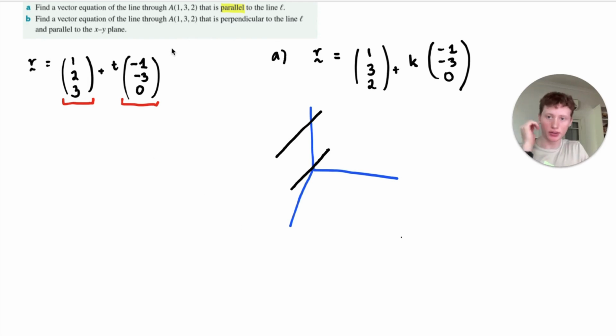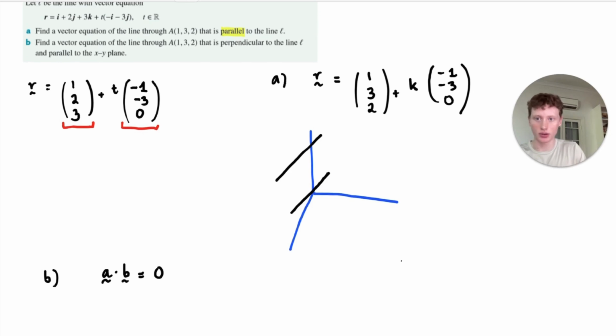All right, the nuance for part B comes from the property that if we find the scalar product, or the dot product, of two vectors that are perpendicular, that will equal 0. We can use this property here. The actual point of intersection is still given to us as A. But what's different is we now need to find something that's perpendicular to line L. We'll just start with that. We can tackle what parallel to the xy plane means after.